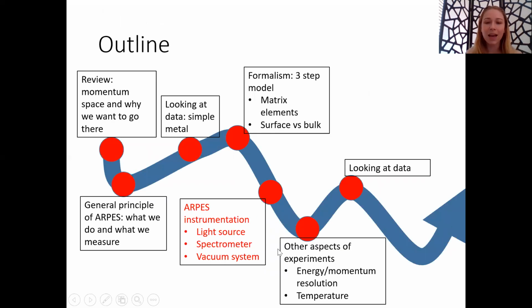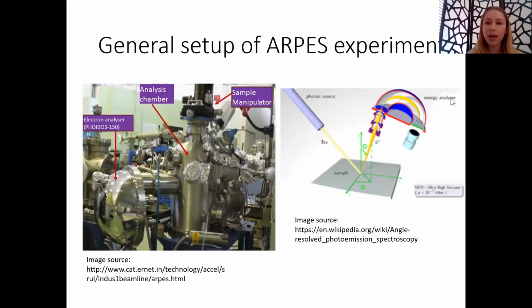And with that, we have the basis for considering some aspects of the ARPES instrumentation. In this portion, I'll get into the light sources, the spectrometer, and the vacuum. All right. So generally, an ARPES system, and I made this lecture before I had my own lab, so I should probably put my own lab here.